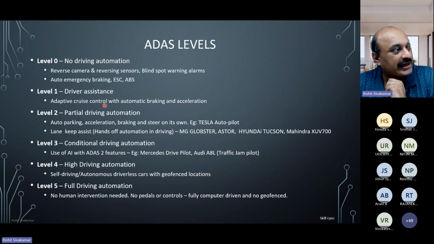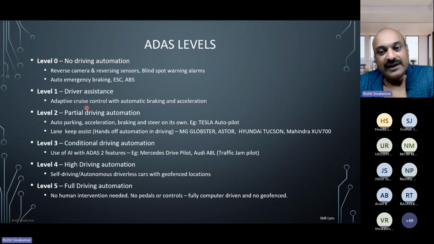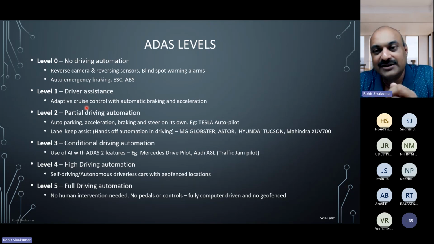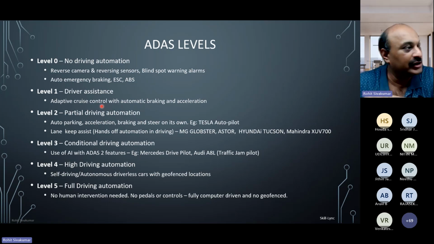Level 1 ADAS, as we call it, is basically the driver assistance level. This is where you have adaptive cruise control. You can set your cruise speed and it will follow that speed as long as you don't press the brakes. It won't do it automatically, but you'll have to set something and it will automatically take over for some duration, and then it's on the driver to regulate it. So that is level 1 kind of ADAS.